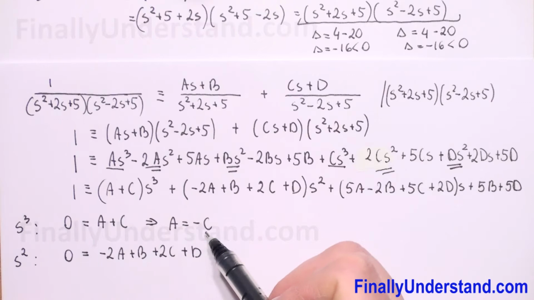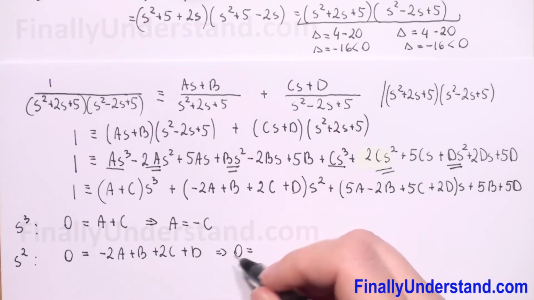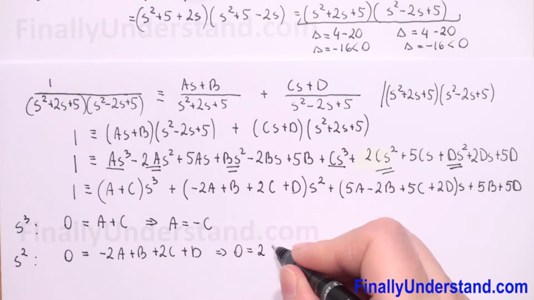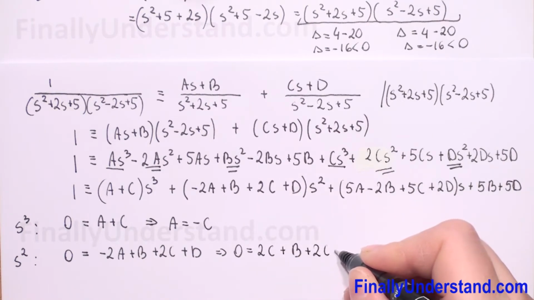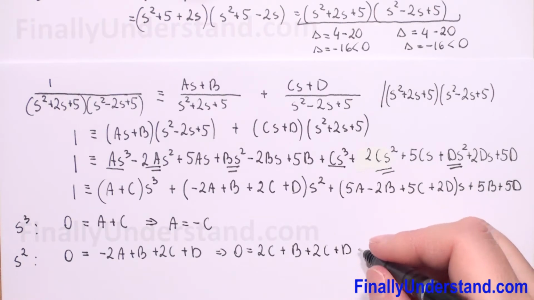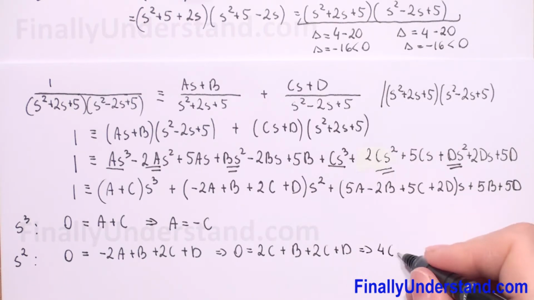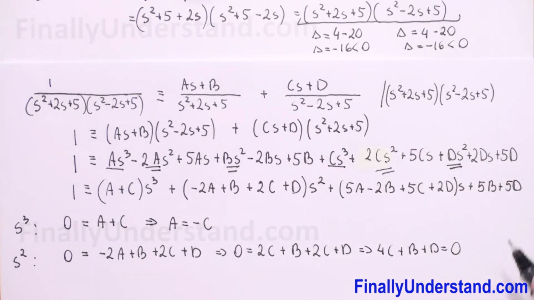We have a equals negative c, so we can substitute this. So we will have 0 is equal to negative 2 times negative c, which is positive 2c, plus b plus 2c plus d. So we can write that 2c plus 2c is 4c plus b plus d is equal to 0. I just changed the sides and added the like terms.